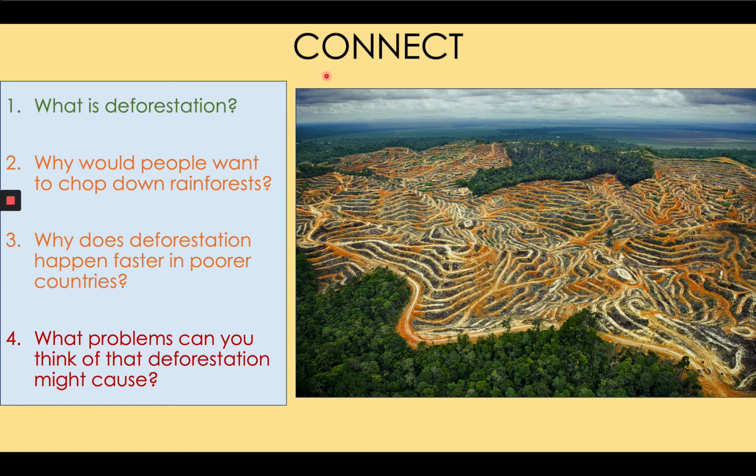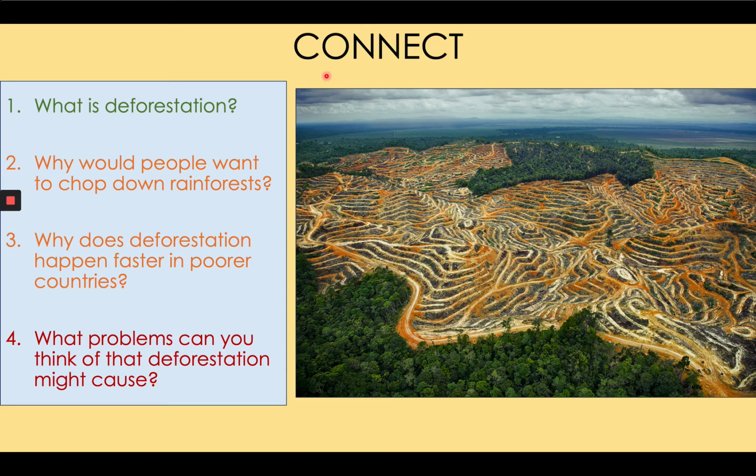2. Why would people want to chop down rainforests? If you know that rainforests are important, for example the fact that they are a carbon sink, they absorb carbon dioxide and so mitigate climate change, then why would you chop them down? Well, the answer is money. There has to be an economic reason, otherwise people would not do it. So as you will find in the case study of Malaysia, there is a very strong economic reason.